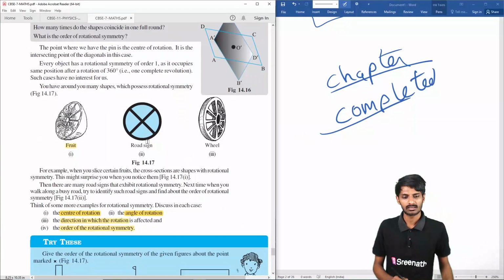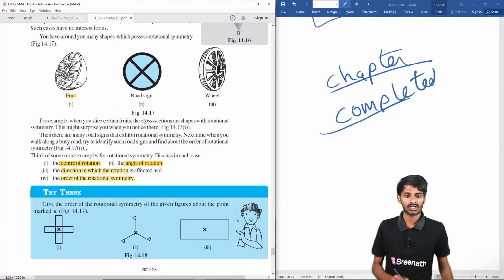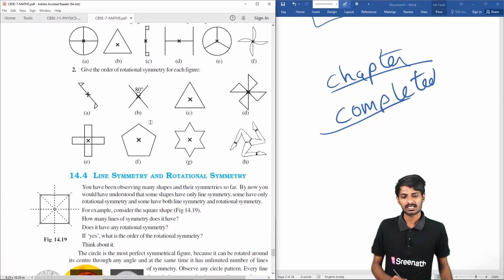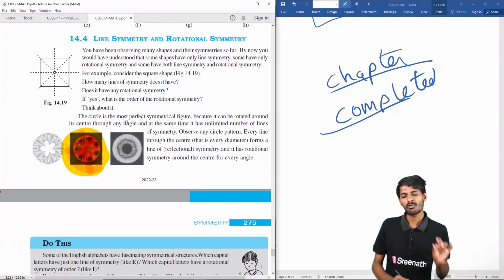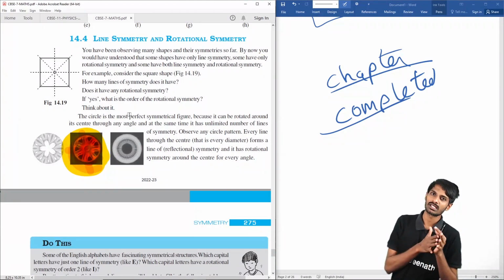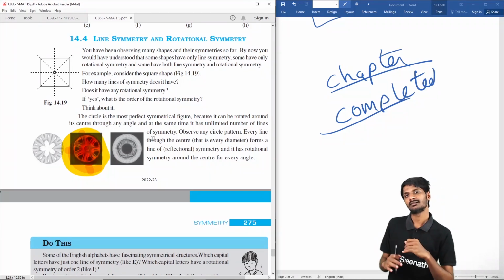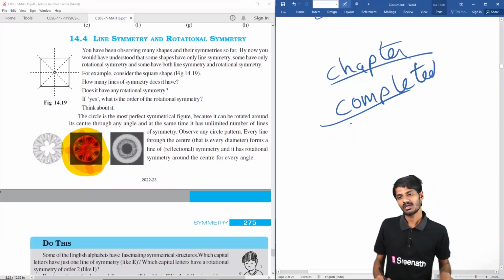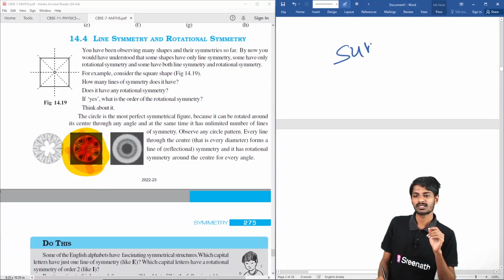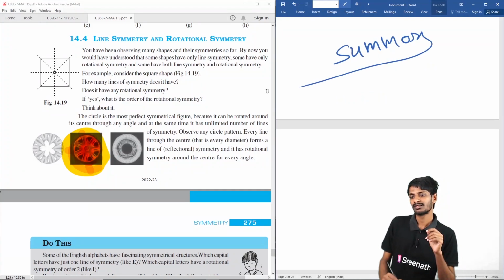Next, nature also has rotational symmetries, and we have discussed line symmetry and rotations. Some objects have both rotational and line symmetries. For example, the circle is a perfectly symmetrical object. So our chapter is completed and our summary is also completed, friends.